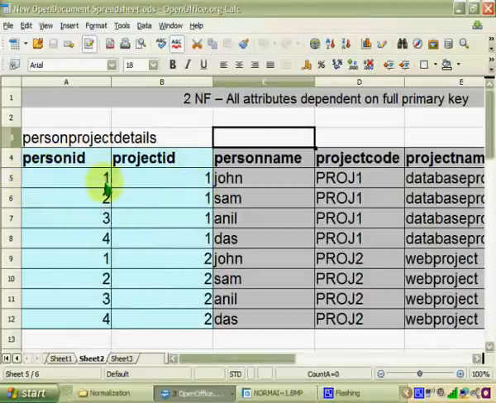So person 1 is related to project 1, person 2 is related to project 1, 3 is related to project 1, 4 is related to project 1. Similarly 1, 2, 3 and 4, they are all related to project 2. So I am storing person name.